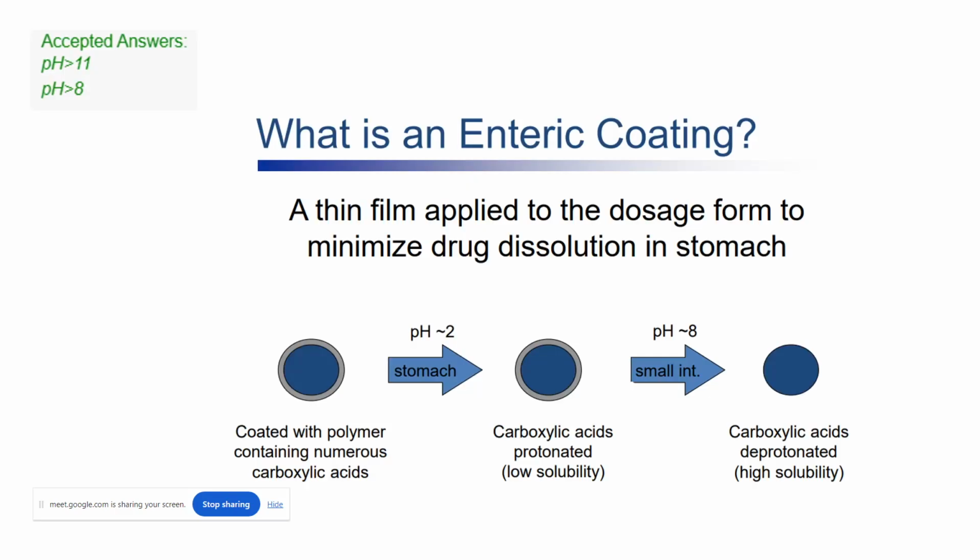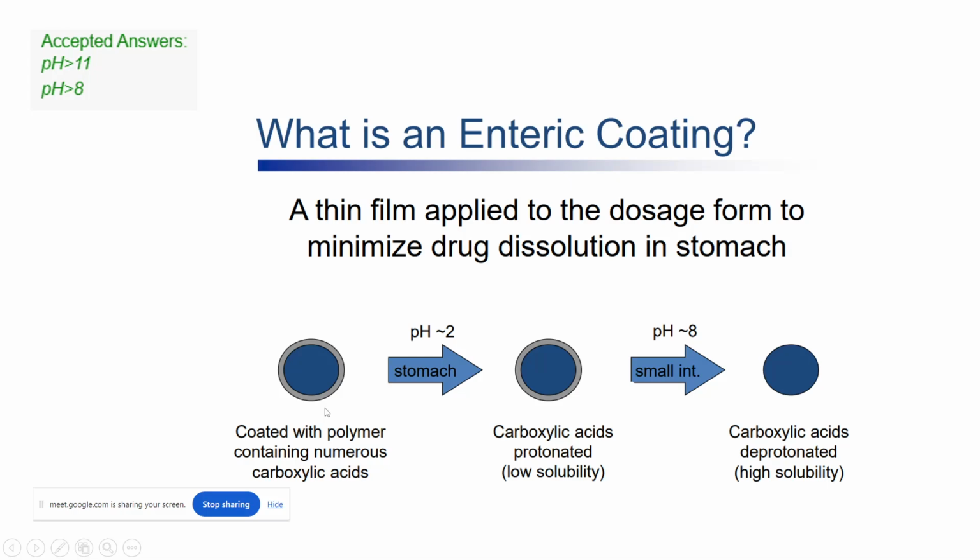Enteric coating is basically when a thin film of coating is applied onto your drug so that it does not dissolve at the acidic pH in the stomach, but it releases at a higher pH, that is in the small intestine.